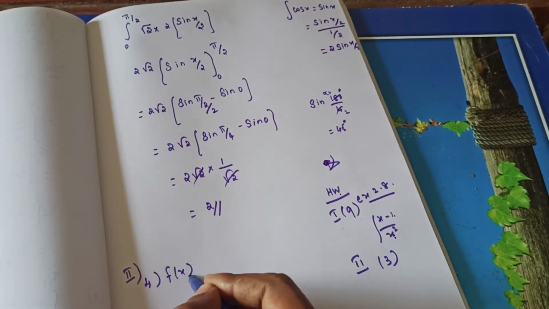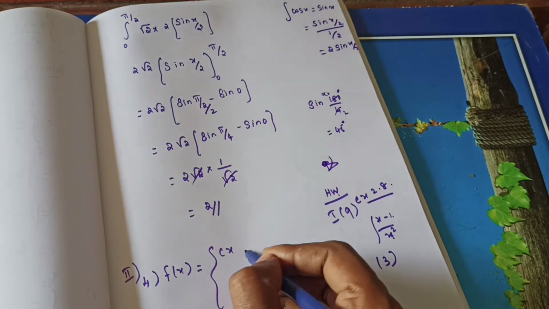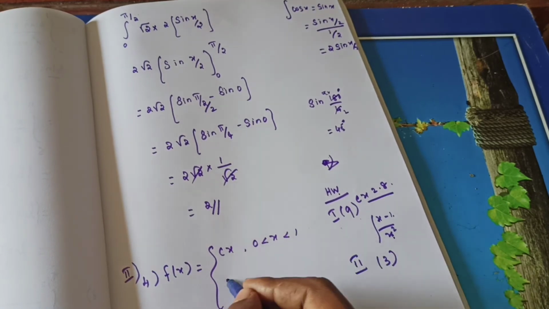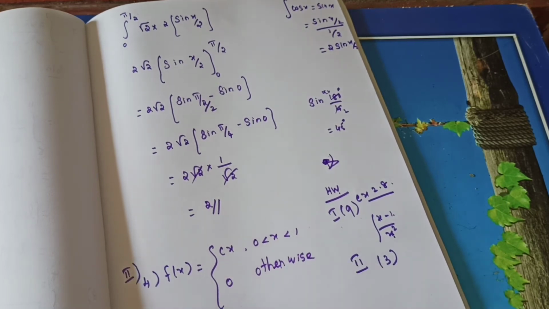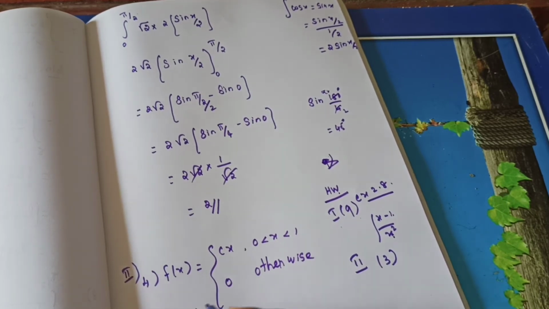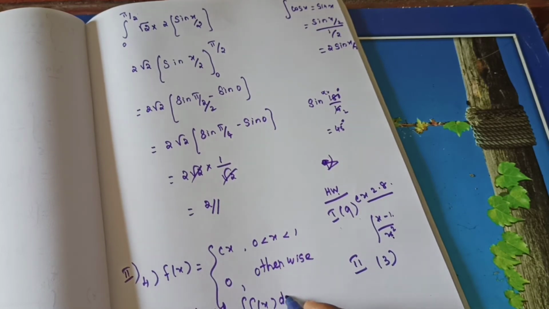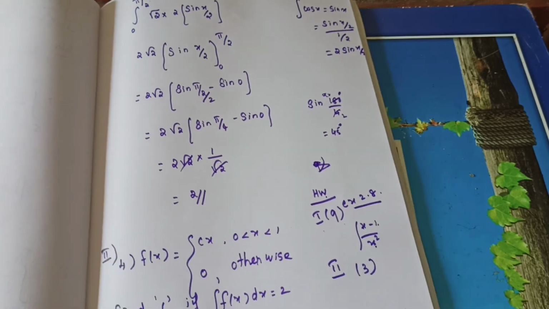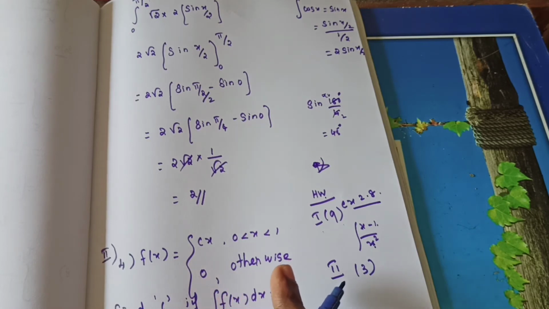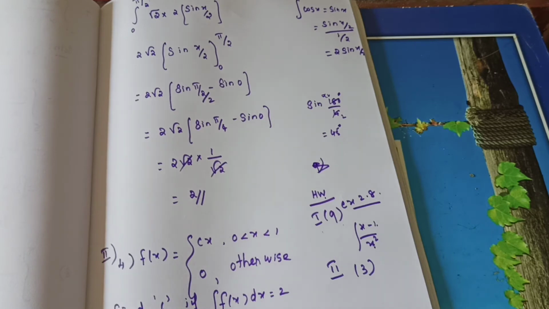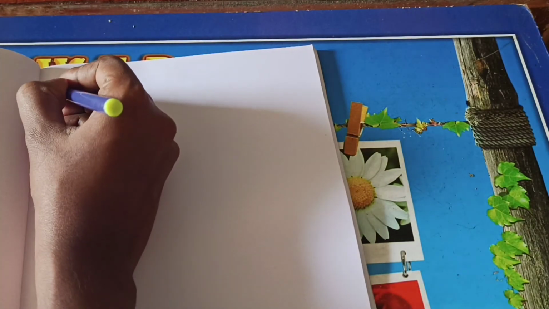Question: f of x is equal to cx for 0 less than x less than 1, 0 otherwise. What you need to do is find c if integral of 0 to 1 f of x dx is equal to 2. Okay, f of x is equal to cx for 0 less than x less than 1, 0 otherwise. You need to find c if integral of 0 to 1 f of x dx is equal to 2. Okay, shall we do it now? Okay, solution.